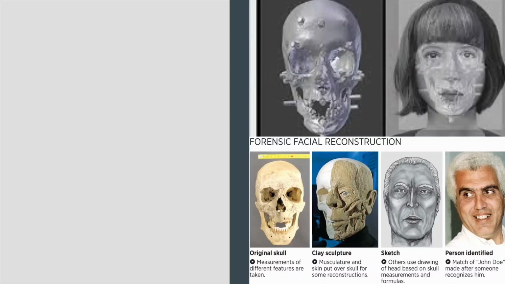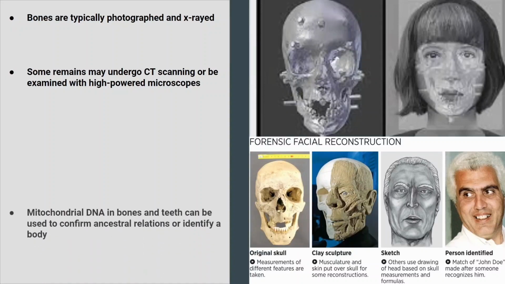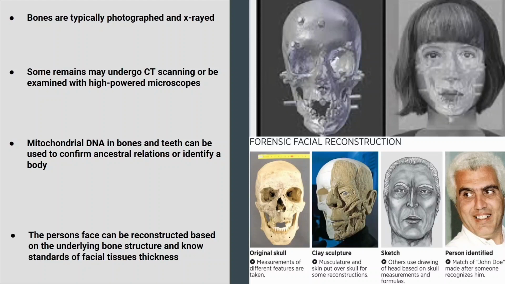Forensic anthropologists often use several tools when trying to identify victims. They typically photograph and x-ray the bones. Some may even undergo CT scanning or be examined by high-powered microscopes. Mitochondrial DNA in bones and teeth can be used to confirm ancestral relations or identify a body. And a person's face can be reconstructed based on the underlying bone structure and known standards of facial tissue thickness, which can be seen in the photos right here.